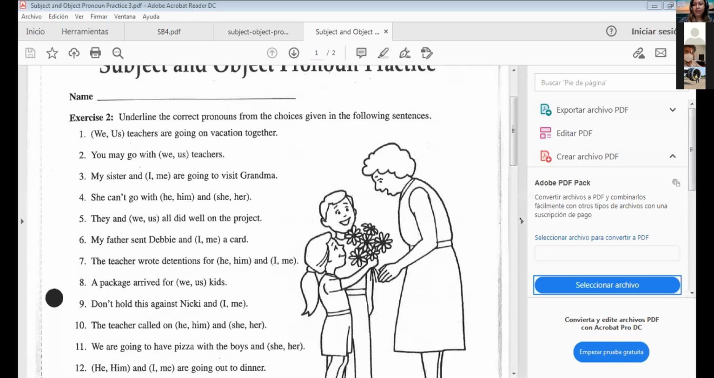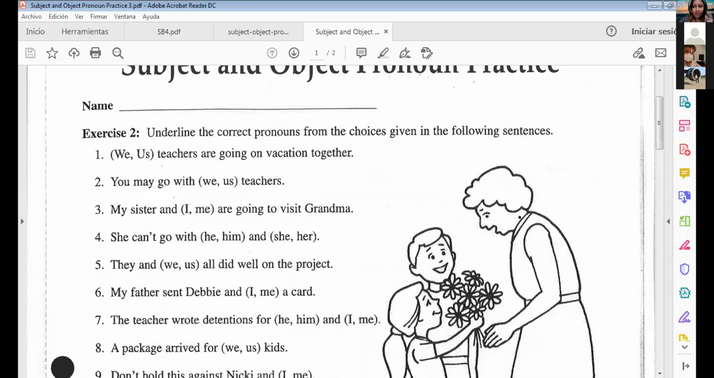So this is the exercise. I'm about to send it to you. All you have to do is select if we need to use a subject pronoun or an object pronoun. We're doing the first one together. The first one says, "Teachers are going on vacation together." So in this case, we say we or us. We, right? Because we're identifying the people. In the second one, you may go with we or us. Us, with us, right?